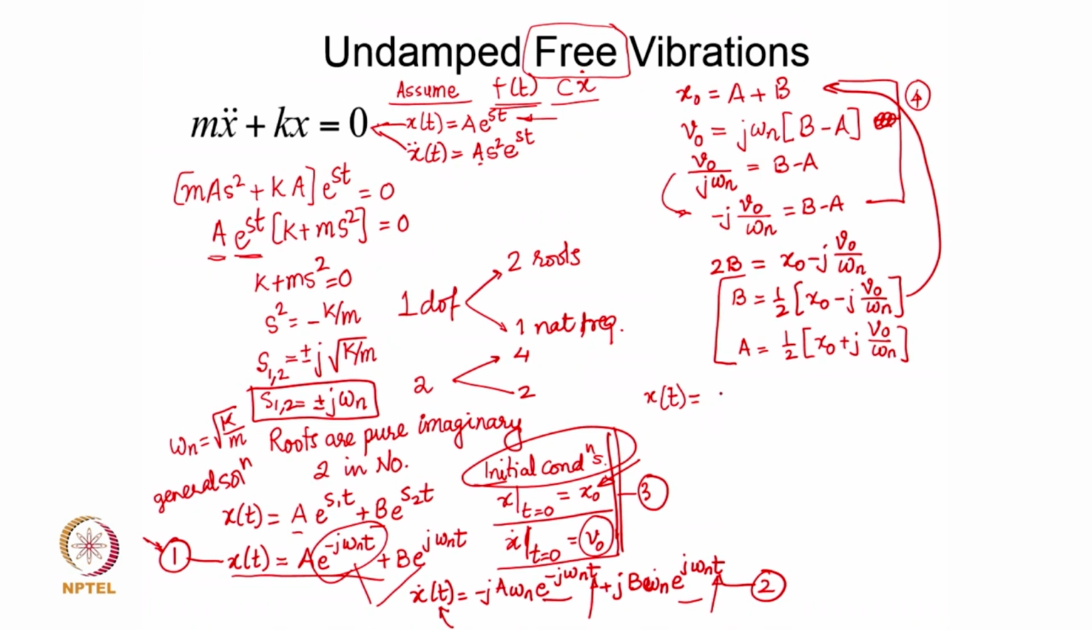Now, known in the sense, if I substitute for a, it is going to be half of x naught plus j V naught over omega n, e to the power minus j omega n t, and then plus half of x naught minus j V naught over omega n, e to the power j omega n t. Am I right? Because a and b are completely known in terms of, of course, the initial conditions that we will impose.